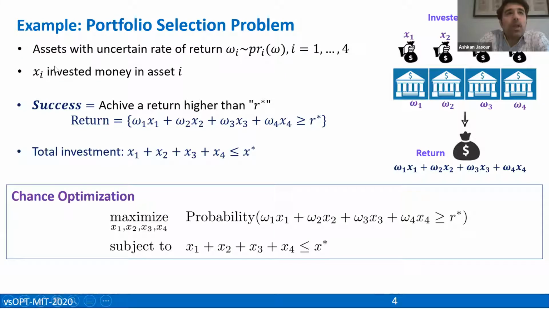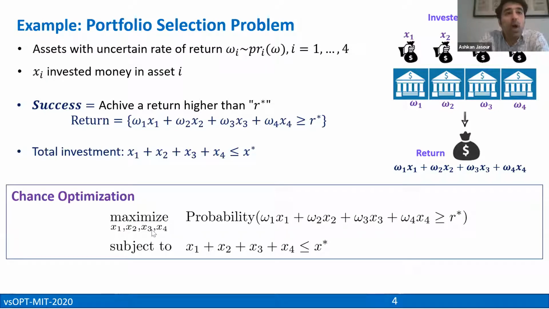For example, let's look at this simple example. In this example, we are given 4 assets with uncertain rate of return denoted by omega_i's. Omega_i's are probabilistic with some given probability distributions. X_i's are invested money in each asset. And the success is defined as achieving a return higher than a predefined value R star. So we can calculate this return in terms of design parameters X_i's and also uncertain parameters omega_i's. So our success set is this semi-algebraic set defined by level sets of these given polynomials. And also, we want to make sure that the total investment is bounded by some predefined value X star.